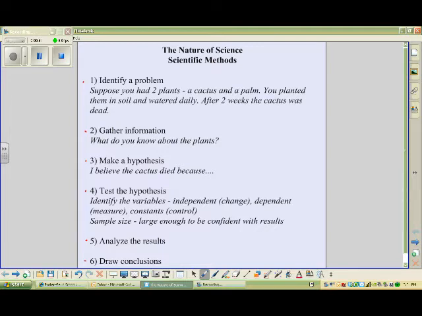It says, suppose you had 2 plants, a cactus and a palm. You planted them in soil and watered them daily. After 2 weeks, the cactus was dead. So here, this identify a problem is basically the same thing as a question, and we want to know, why did the cactus die? That is what we're trying to figure out.